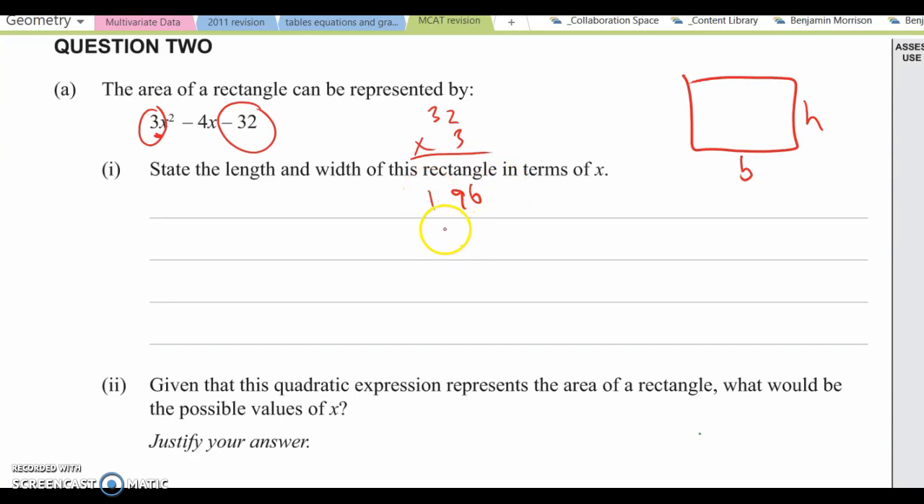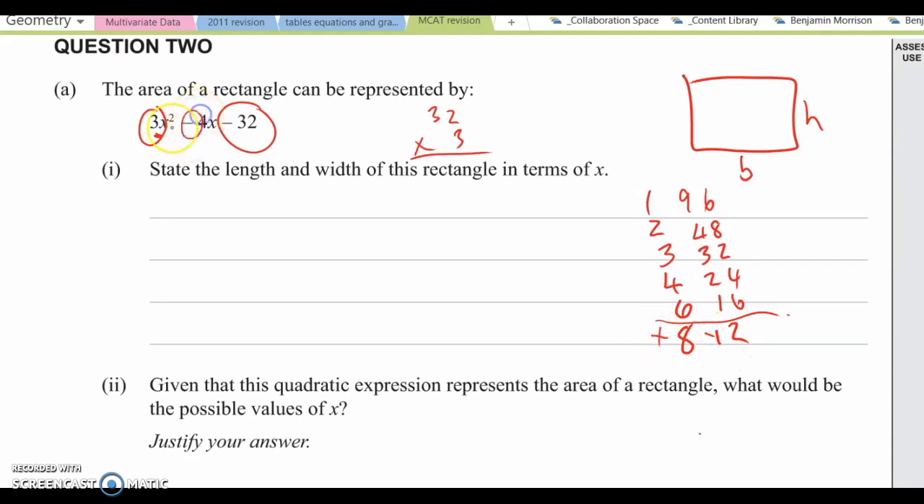So 1 and 96, actually I'm going to do those over here. 1 and 96, 2 and 48, 3 and 32, 4 and 24, 6 and 16, and 8 and 12. I think that's actually all I have, and I think 8 and 12, lucky last, is the one I need. So 8 and 12, how can I make them add or subtract to 4? Well, if I minus the 12 and add the 8, because I'm actually wanting -4.